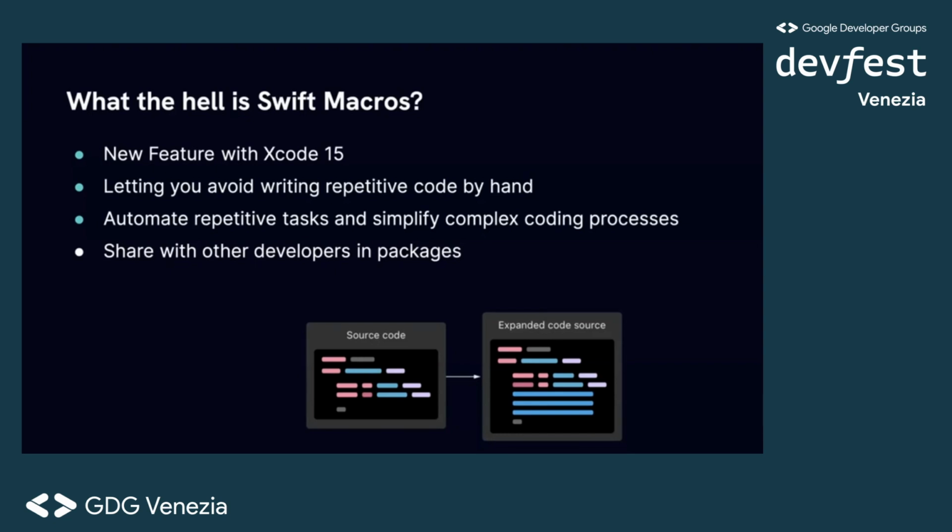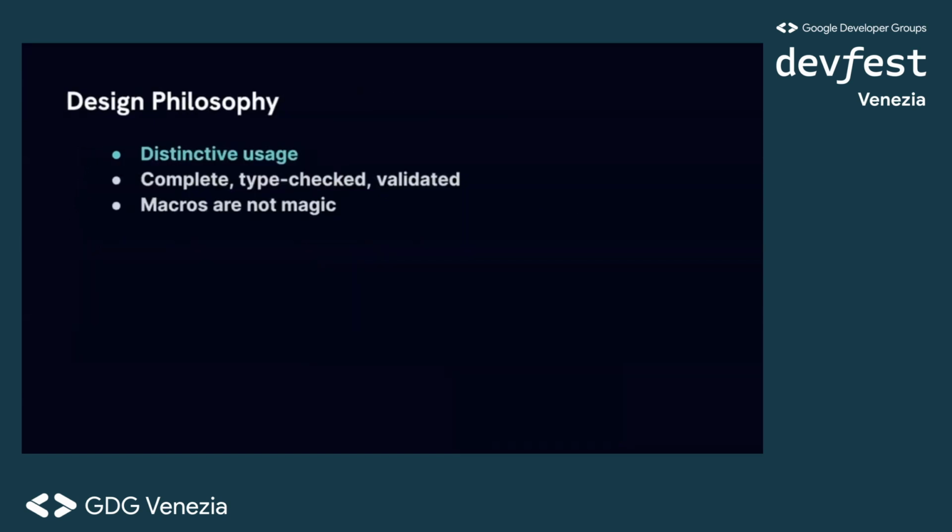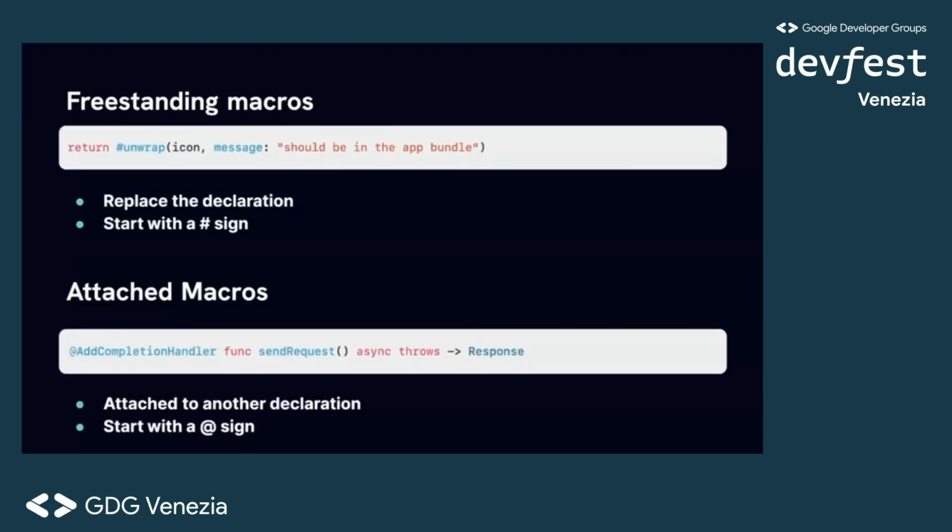It will avoid writing repeated code. It removes all of the boilerplate. You can easily create macros for your situations, use them directly in your code base, and share them with SPM. There are three philosophies in this situation. They want to be so simple. There are two types of macros: one of them is freestanding, another one is attached.